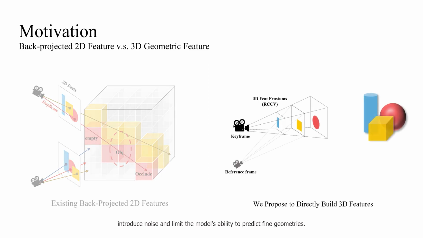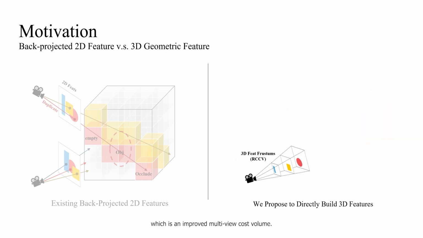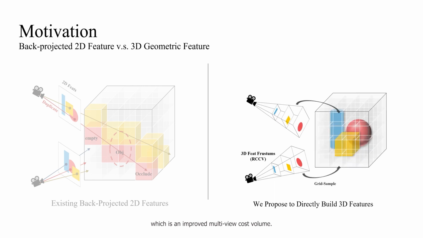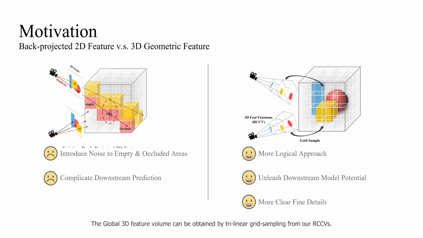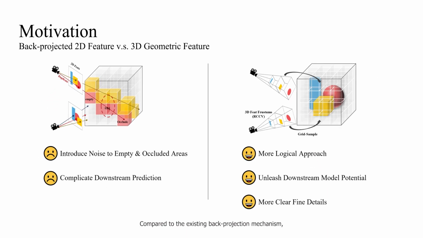In this paper, we propose to directly construct a novel ray contextual compensated cost volume (RCCV) as a 3D geometric feature representation, which is an improved multi-view cost volume. The global 3D feature volume can be obtained by tri-linear grid sampling from our RCCVs. Compared to the existing back projection mechanism, our novel 3D geometric feature learning scheme unleashes a greater potential for the downstream prediction models to generate clear fine details.